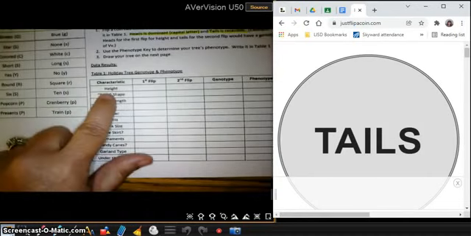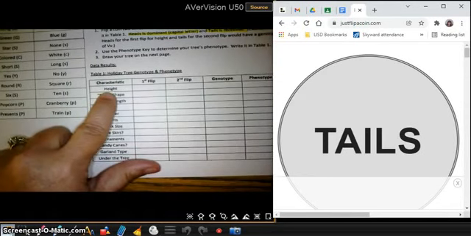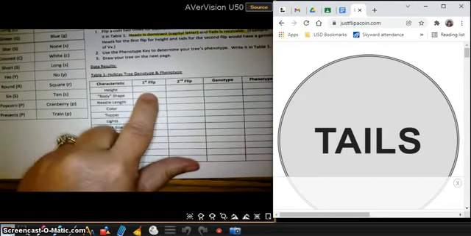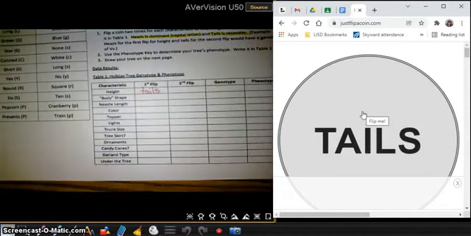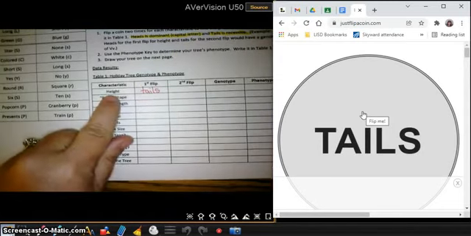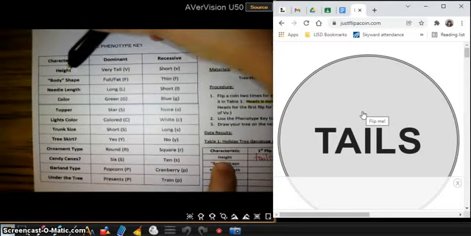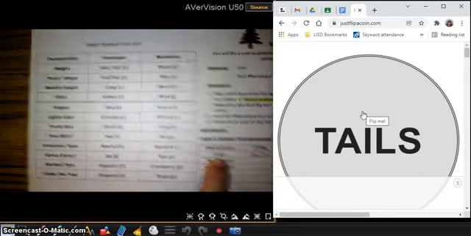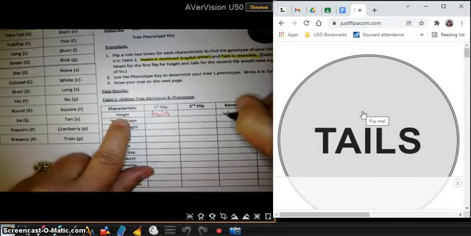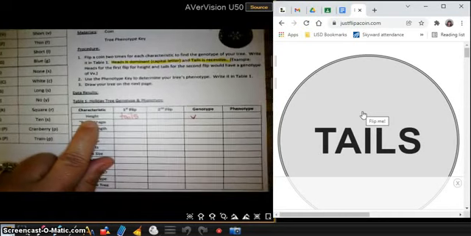So we're going to start out with the characteristic of height, and we're going to record what we flip first. So I'm going to use this to flip my coin, and so I'm going to record tails as my first flip. Now, since I got tails on my first flip for height, I'm going to look at height, and here it says recessive is a little v. And so for my genotype, I'm going to put a little v because I flipped tails.